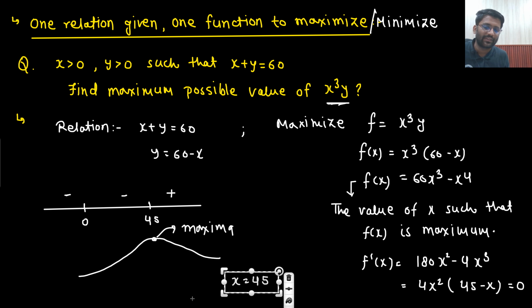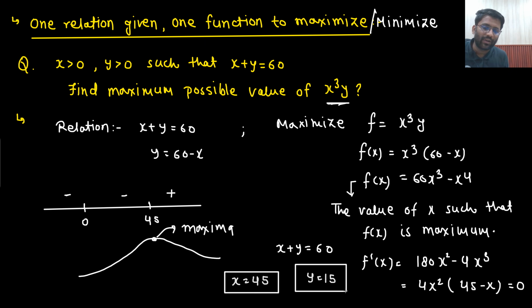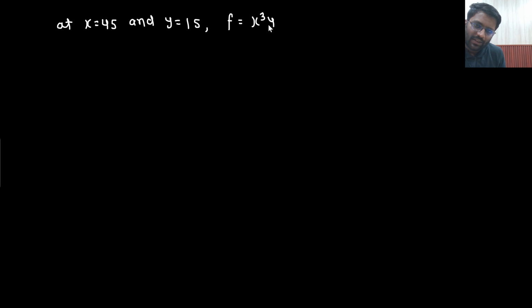At x equals 45 the function is maximum. Now you know that x plus y equals 60. What is given? x plus y equals 60. So if x is 45, then what will be y? y will be 15. So what you have concluded is that at x equals 45 and y equals 15, the function x cube y is maximum.